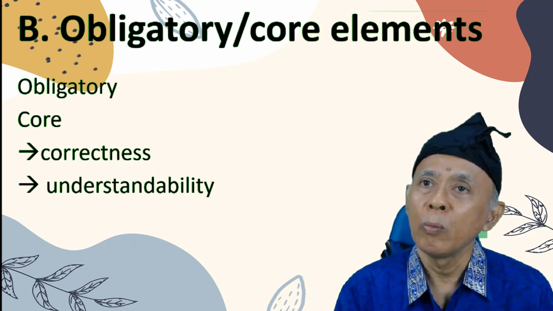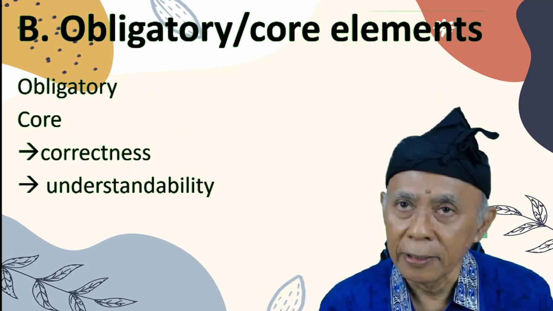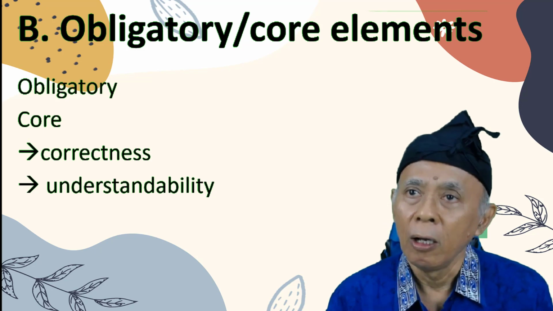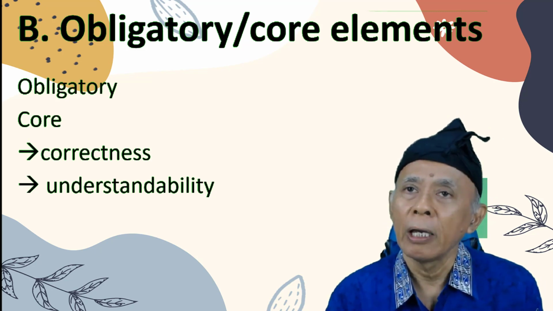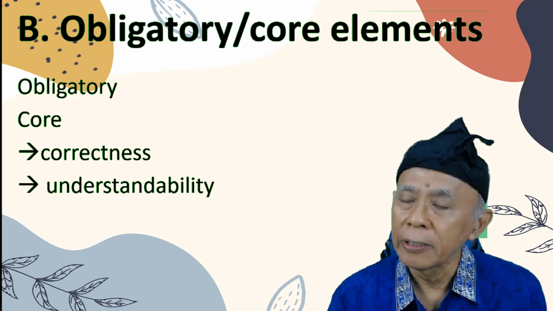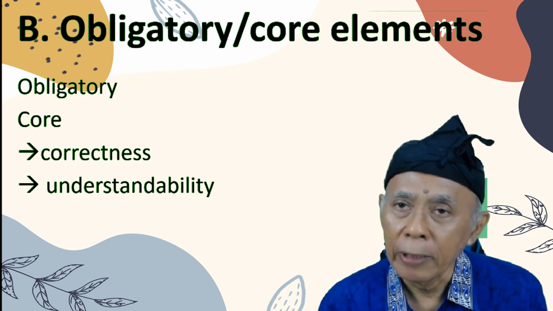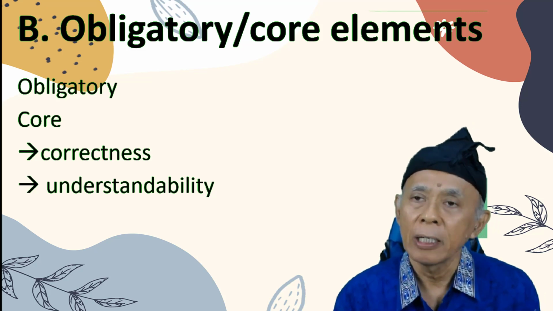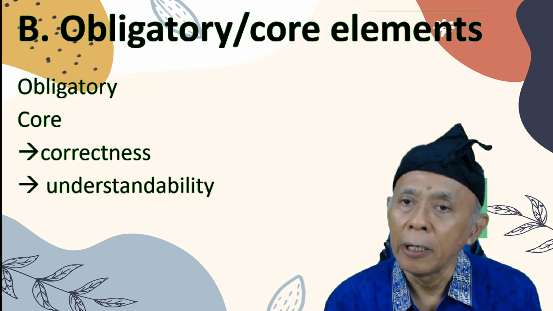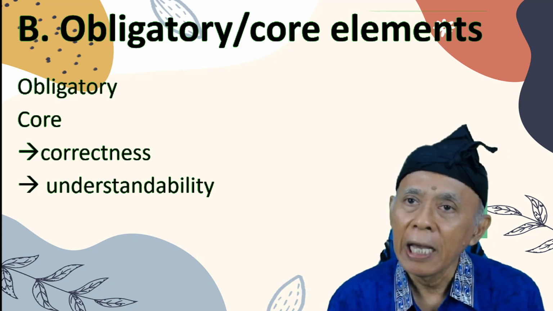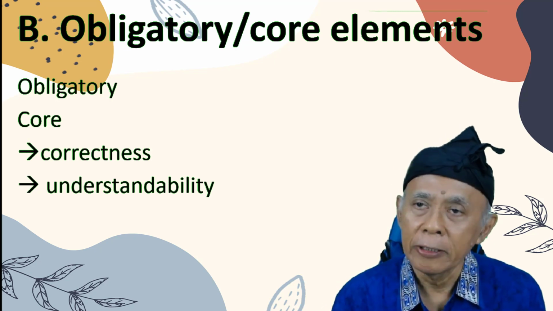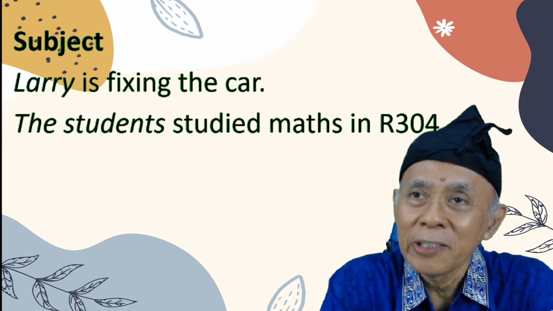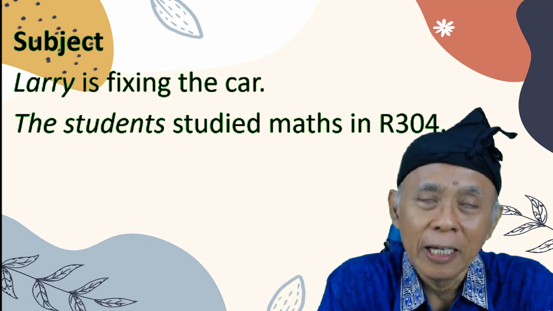Now let's see what are the elements of a sentence. We have the obligatory or core elements. They are obligatory because they should be present. If they're not present, probably the sentence will be incorrect or will not be understood easily. They are core elements because if they are missing, then the sentence probably cannot be understood. We have several obligatory or core elements of a sentence in English. Now let's start talking about the obligatory elements of a sentence.